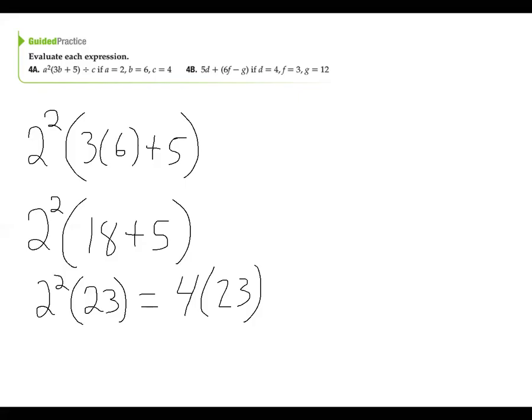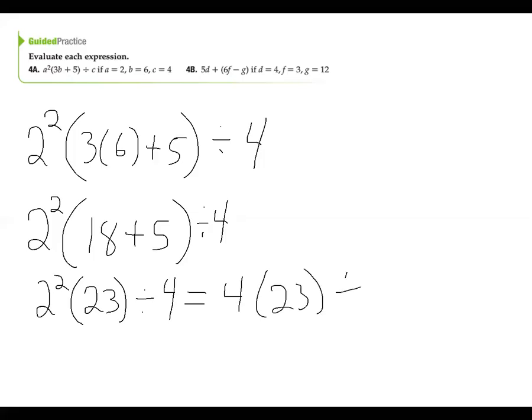Oops, the whole time I forgot the divided by c. Divide by 4, divide by 4. This has to be divided by 4. Okay, so it really doesn't affect the problem that I did that because division still comes after the multiplication because the multiplication came first. So back to the 2 squared. 2 squared is 4 times 23 divided by 4.